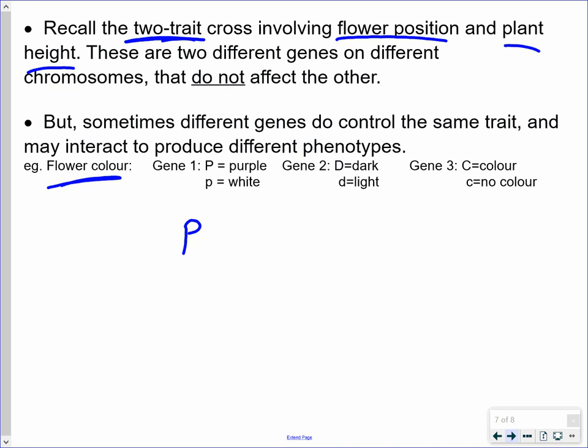So if we take a look at this individual here, they have the instructions for the capital P, so they would be purple in color. Now this flower here has the instructions for dark, so it will be a dark purple color. And if we throw in a capital C here, that is going to allow for that coloration. And what we're going to see is dark purple for the flower color.